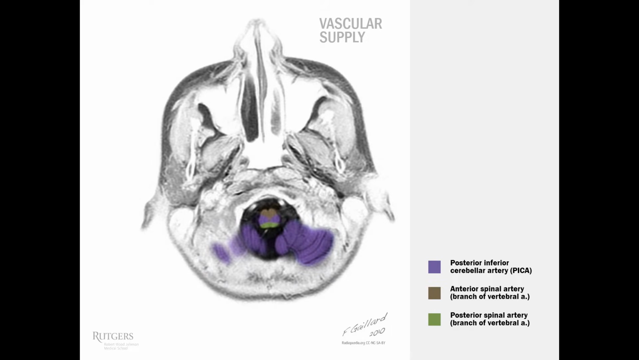Lower down, perforating branches of the vertebral artery supply the medial medulla, and stroke in that region can actually cause hemiparesis due to pyramidal damage.